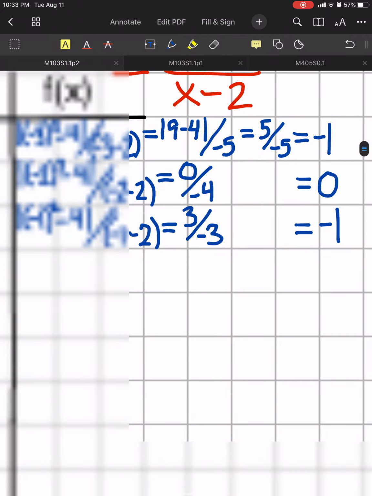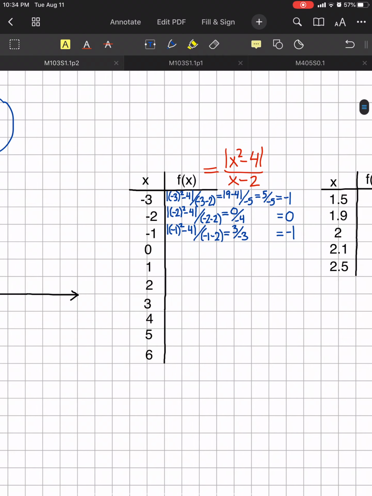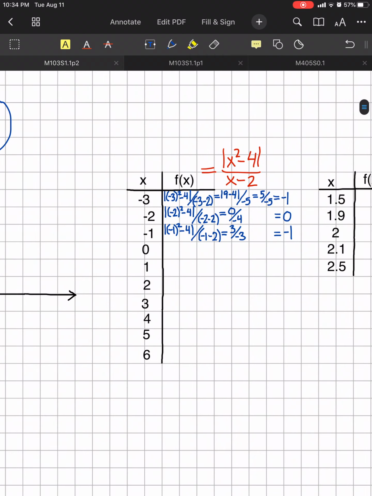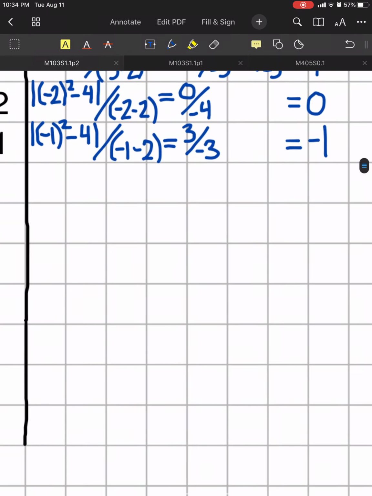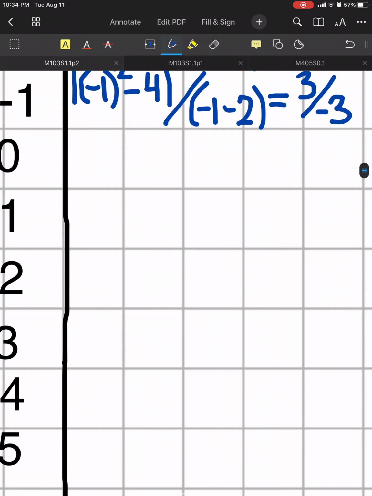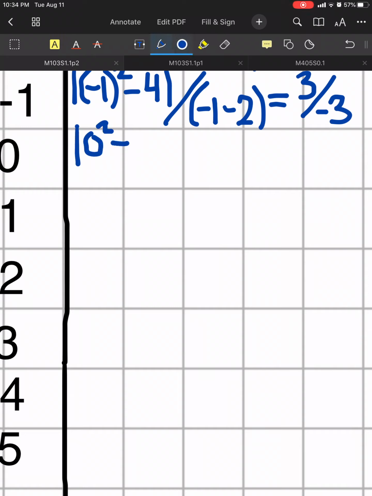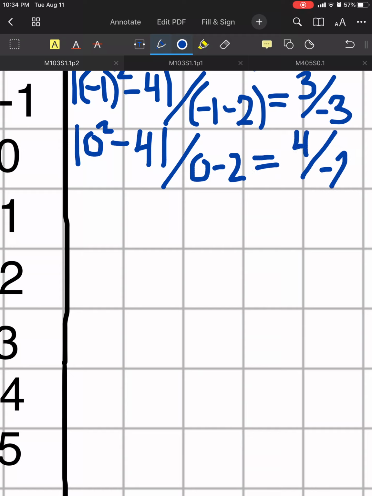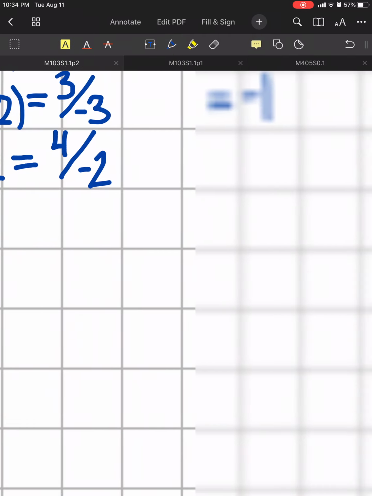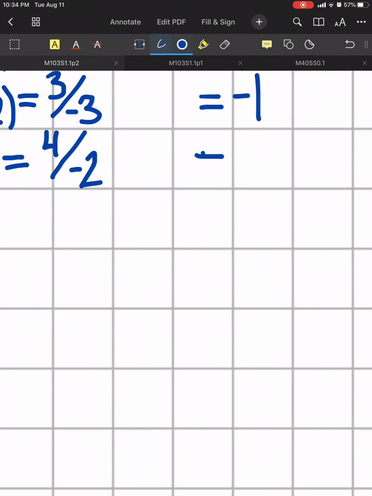So already you can see, unlike the graph that we had last time, these values are repeating themselves. So there's going to be some bouncing up and down going on. We don't know exactly what it is just yet, but we should be able to figure it out pretty soon. Then we're going to have 0 squared minus 4 over 0 minus 2. That's going to give me 4 divided by negative 2 on the top, which is going to work out to be a negative 2 here.